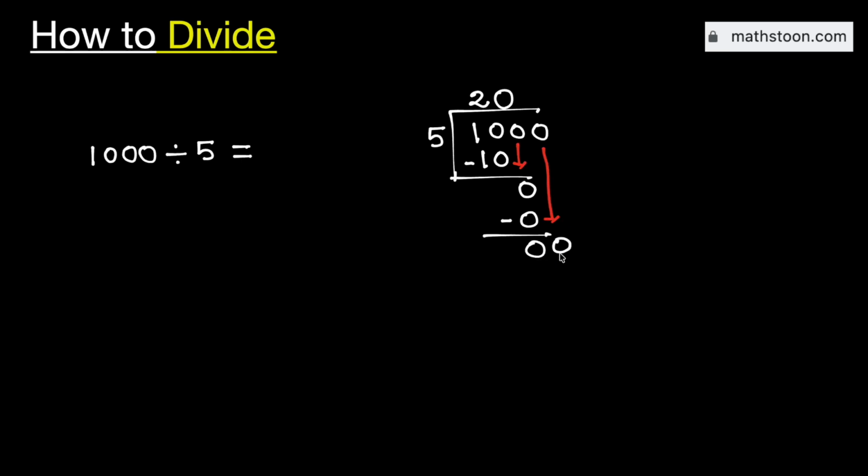And we know that this is the number 0. So remove 1 0 again. And we know that 5 times 0 is 0. Subtract, we get 0. Now see that we have no number to bring down here, and we have got the number 0. So we will stop. Therefore, 1000 divided by 5 is equal to 200. And this is our final answer.